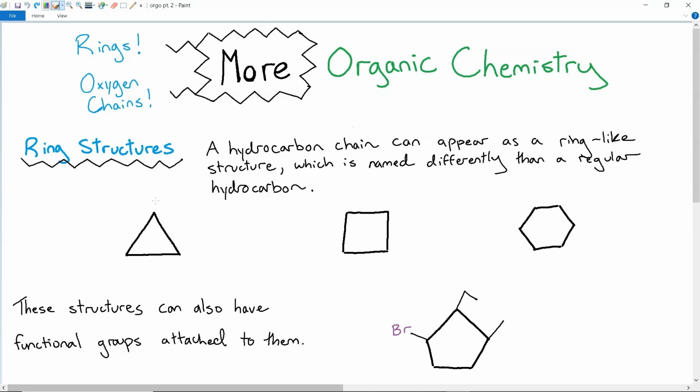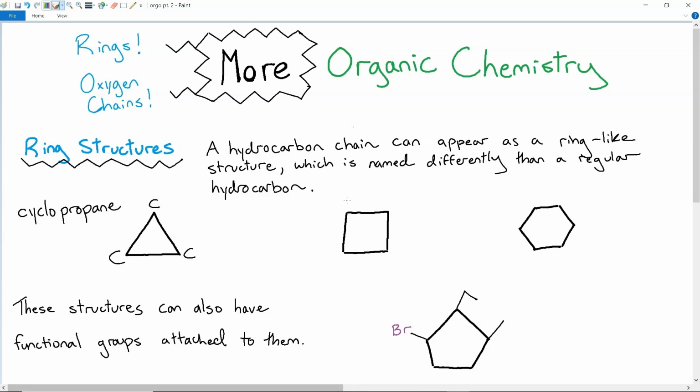So here for my triangle, we've got 1, 2, 3 carbons. So if this were a regular hydrocarbon chain, we could call this propane because we use the prop ending to signify 3 carbons. However, we do need to name ring structures a little differently than regular hydrocarbons. And what we need to do is add the cyclo prefix. So this is going to be called cyclopropane. And that's all there is to that one.